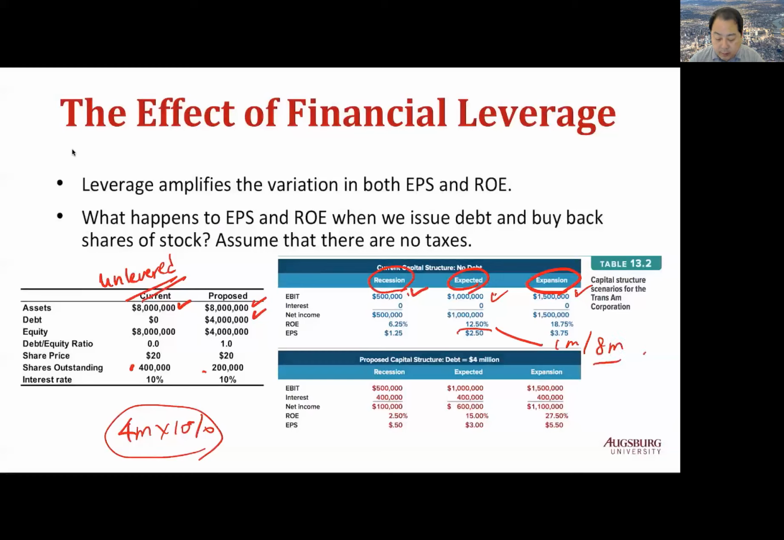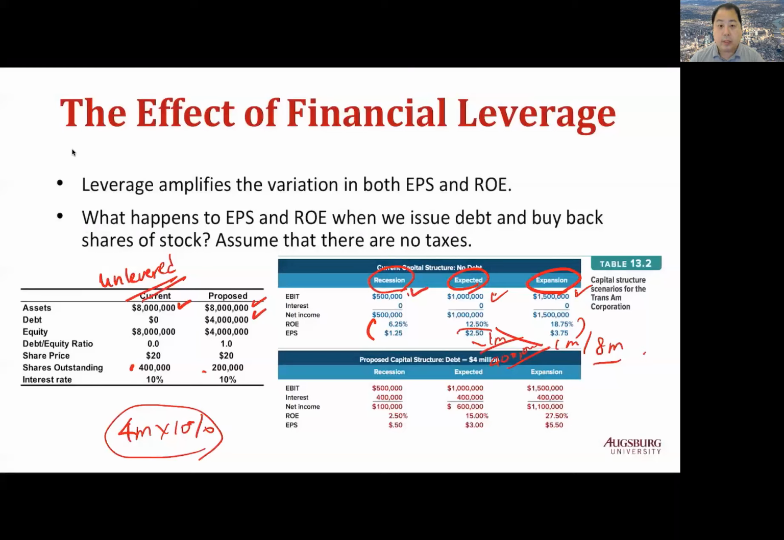EPS is $2.50. Again, $1 million net income divided by 400,000 shares outstanding. In recession, ROE is 6.25% and EPS is $1.25. In expansion, ROE is 18.75% and EPS is $3.75.